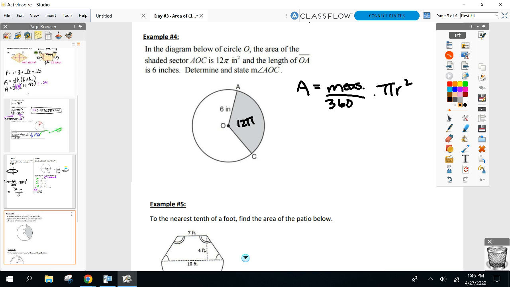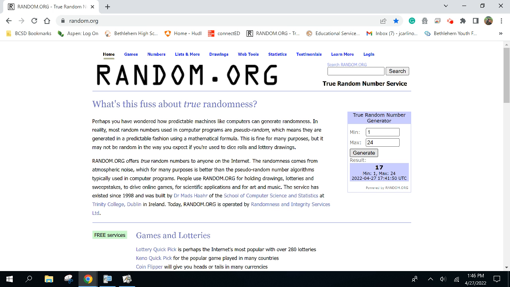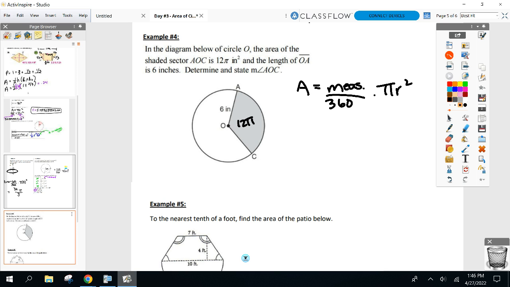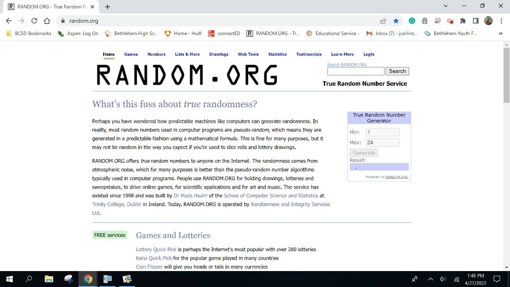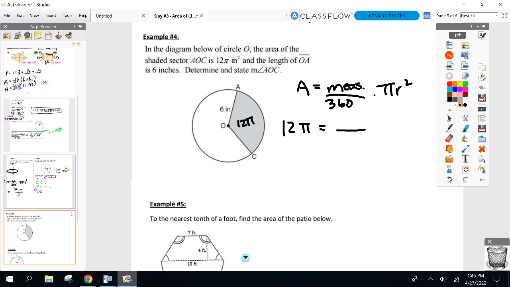Where's the 12 pi going now in this formula? Where's the 12 pi going, Griff? Darn right it is. What's going in for the measure of the arc? x? Yes, thank you. That's what we're trying to find. 360 times, I won't waste anybody's time, 6 squared.